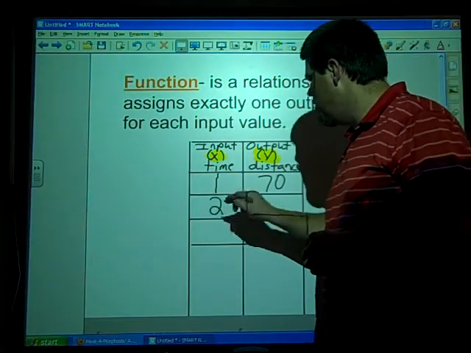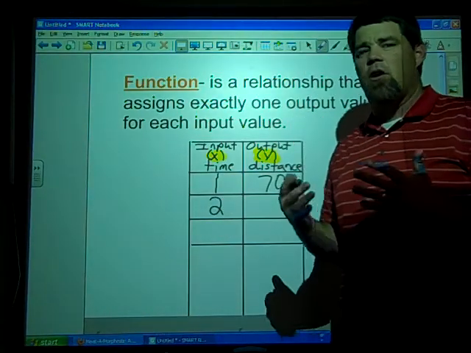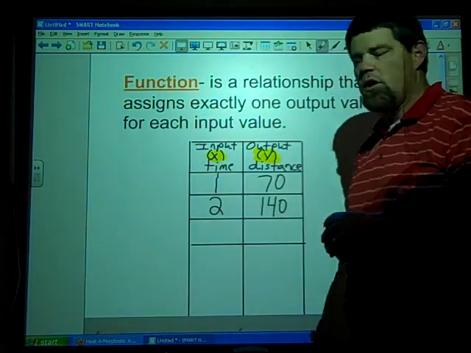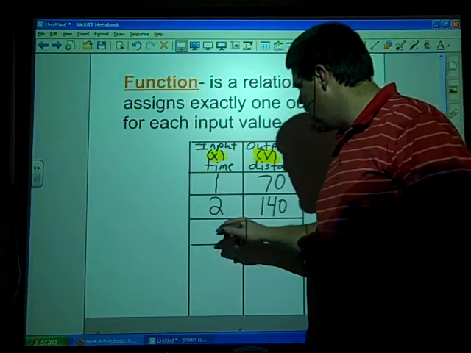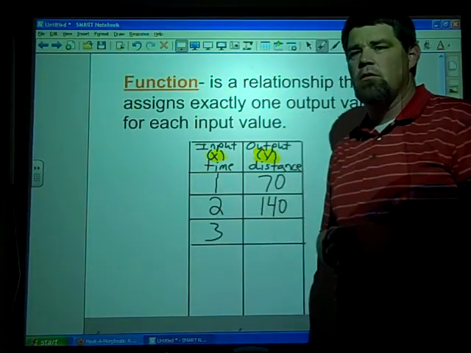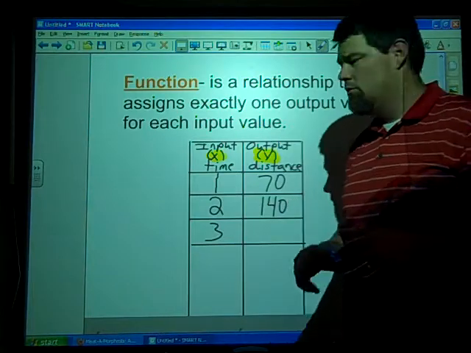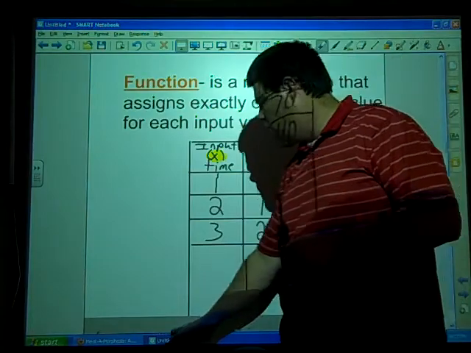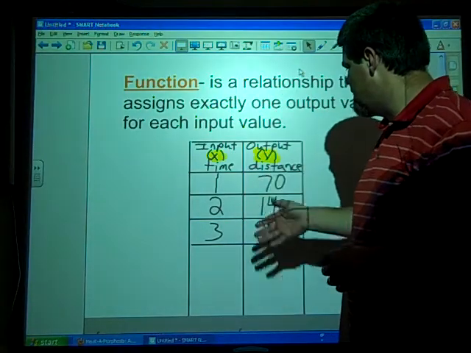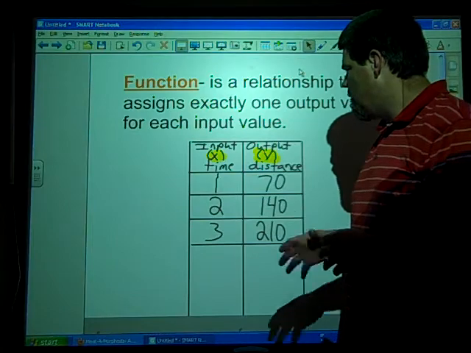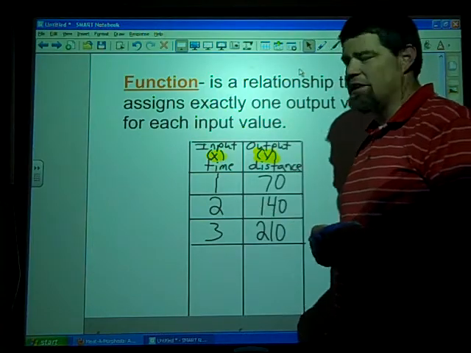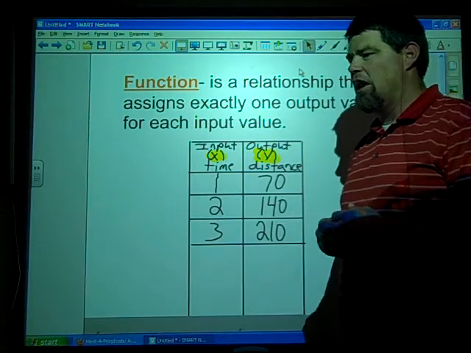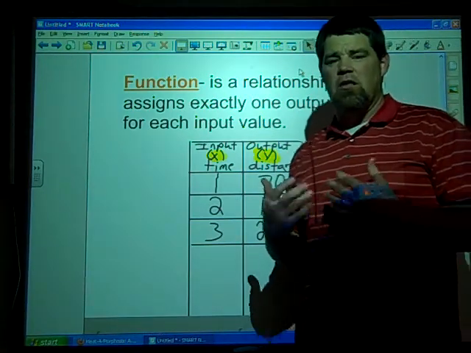So if we drive for 2 hours, how far are we going to go? Right, it's going to be 140 miles. And we just continue the sequence. If we drive for 3 hours, how far are we going to drive? Well, we're going to drive 210 miles. So what is the procedure that we use to figure this out? Well, we can say we put x in our function machine, which you're going to see here in a minute, and when we put the x value in it, we're going to get the y output.